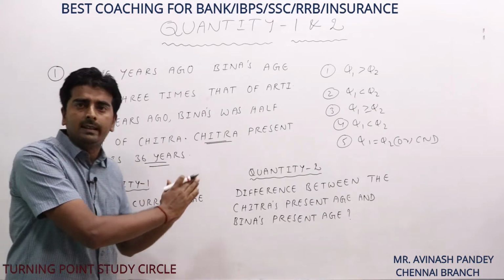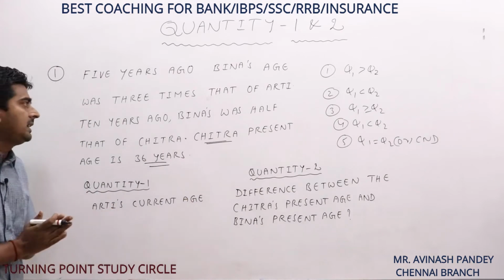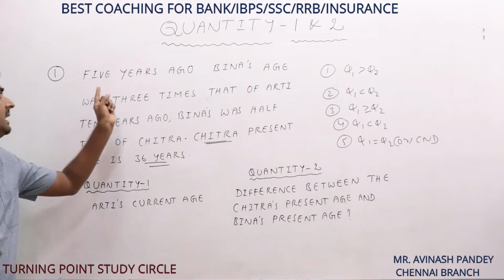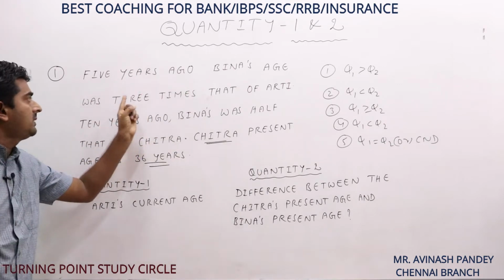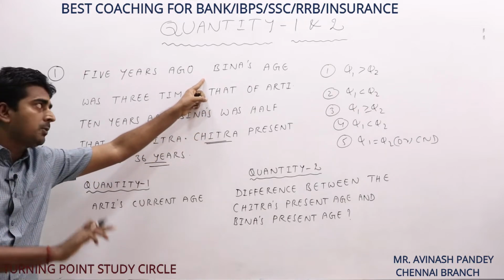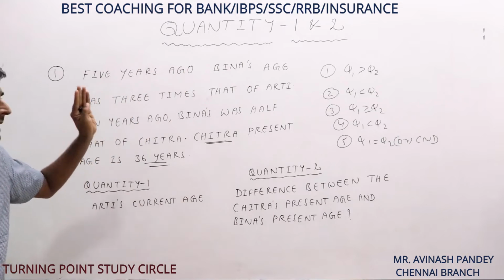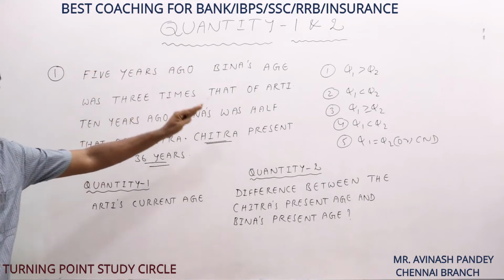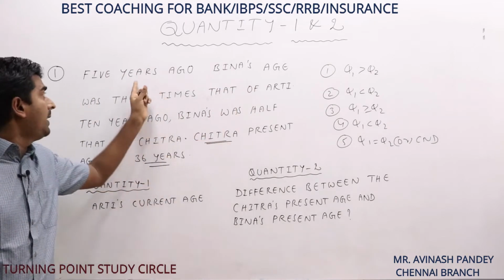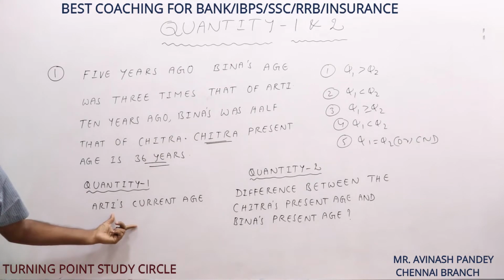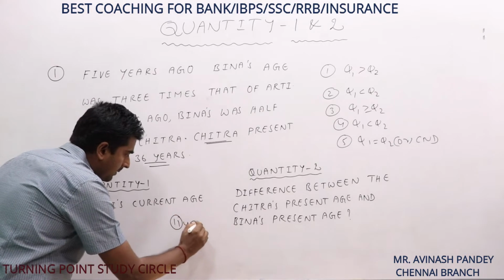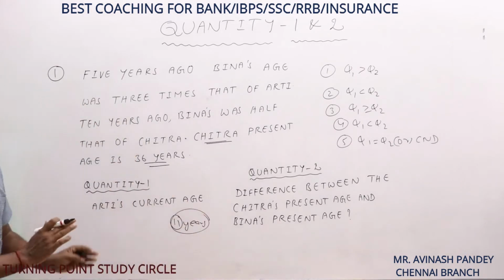So first I will solve orally, then I will explain each and everything. Bina's age was 13 years 10 years ago. Now the present age of Bina is nothing but 23 years, right? Then they are telling that 5 years ago, Bina's age was 3 times that of Arti. The present age of Bina is 23. 5 years ago, what was the age of Bina? It is nothing but 18 years. At that time, Bina's age was 3 times that of Arti. So 18 is equal to 3 into Arti, so Arti's age will be 6 years 5 years ago. So what is Arti's current age? 11 years. So my answer is nothing but 11 years. Right, this is how we have to solve these questions.